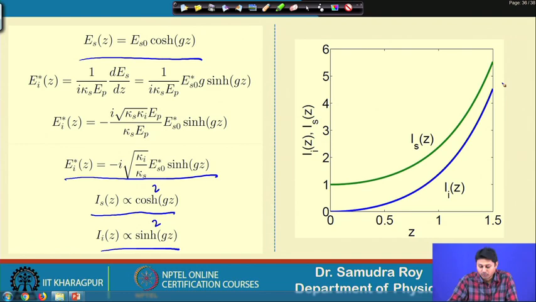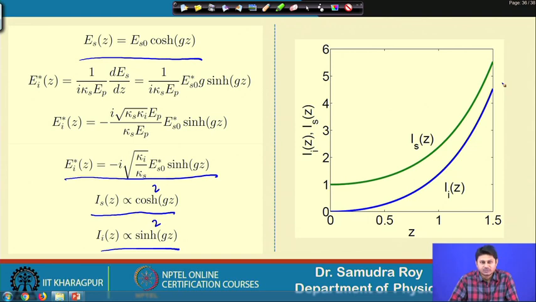So both of them are increasing, both of them are amplifying, and this is amplifying because they are getting power from the pump, some kind of energy from the pump power, and as a result we get amplification. This kind of amplification is called parametric amplification. So we have studied parametric amplification for difference frequency generation, that means for omega I.